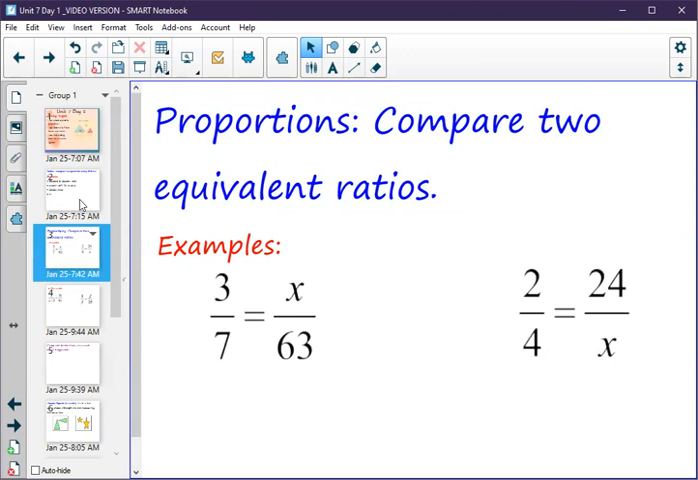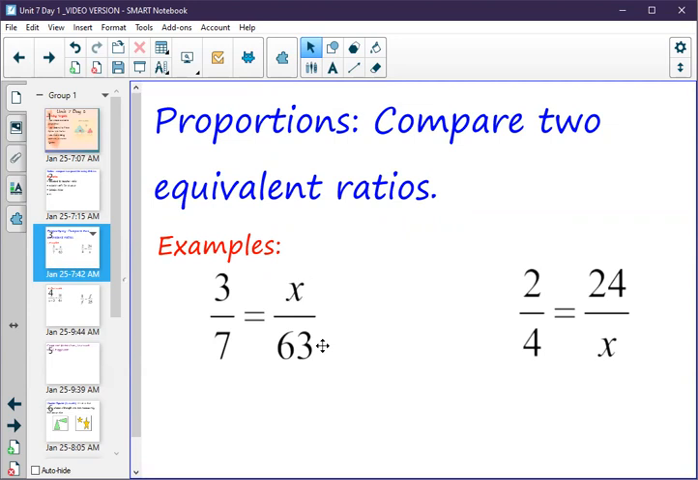And we need to talk about ratios because our big thing here today is going to be about proportions. Proportions are comparing two equivalent ratios. To start, I have two very basic examples where we want to figure out what x is. Looking at this first one, I know 3/7 is equal to x over 63. There are a couple of different ways that you can do this.